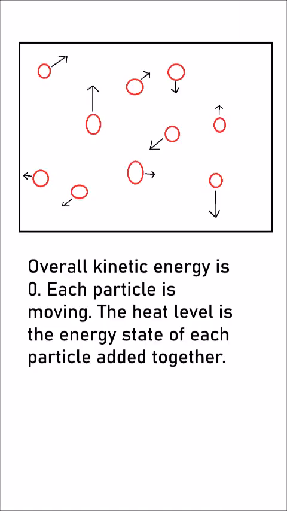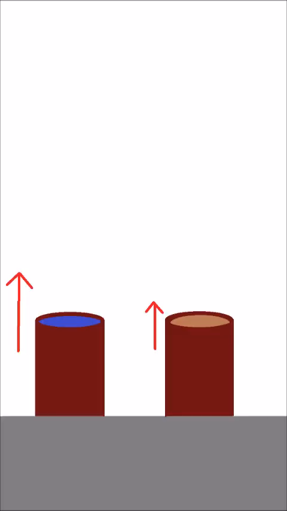Heat energy is the kinetic energy of each particle added together, not the overall kinetic energy. Different types of molecules can store different amounts of potential energy. When heat is delivered to a group of particles, some of that energy will be stored as potential energy. Different molecules can store different levels of potential energy.